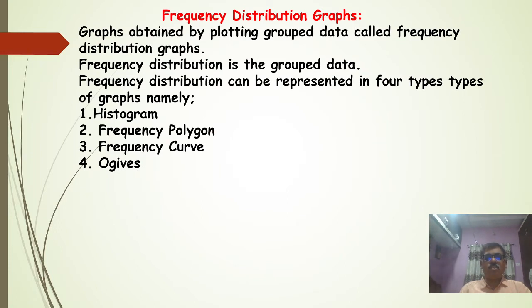Then frequency distribution graphs are graphs obtained by plotting grouped data, and they are collectively called frequency distribution graphs. The frequency distribution is the grouped data. Frequency distribution can be represented in four types of graphs, namely histogram, frequency polygon, frequency curve, and ogives. Now, what are these? We'll discuss all these one by one.